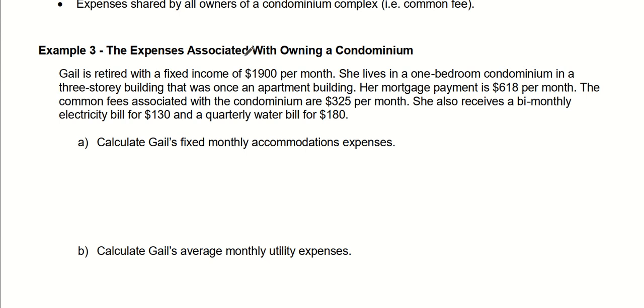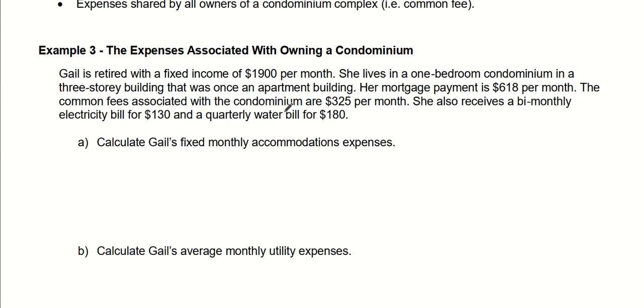So this is an expense associated with owning a condominium. It says here Gail is retired with a fixed income of $1,900 per month. She lives in a one bedroom apartment in a three-story building. That's all irrelevant information, just so you know. Her mortgage payments are $618 per month. The common fees associated with the condo are about $325 per month.